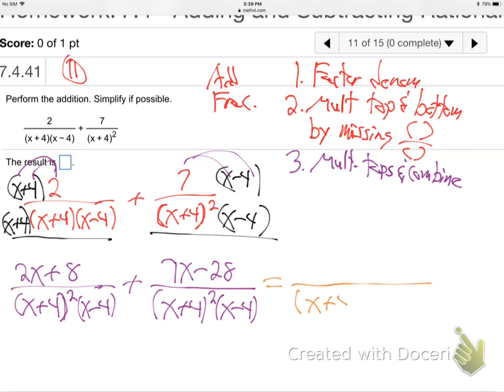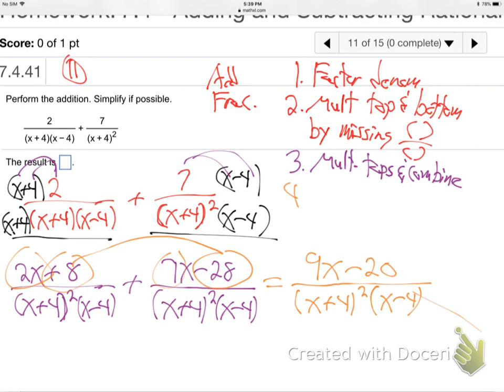So it's x plus 4 squared, x minus 4 on the bottom. 2x and 7x, 9x. 8 minus 28 is minus 20. And there we go. There's the answer. Nothing more can be done. Step 4 is try to factor the top, but that top doesn't factor. Nothing's in common there.